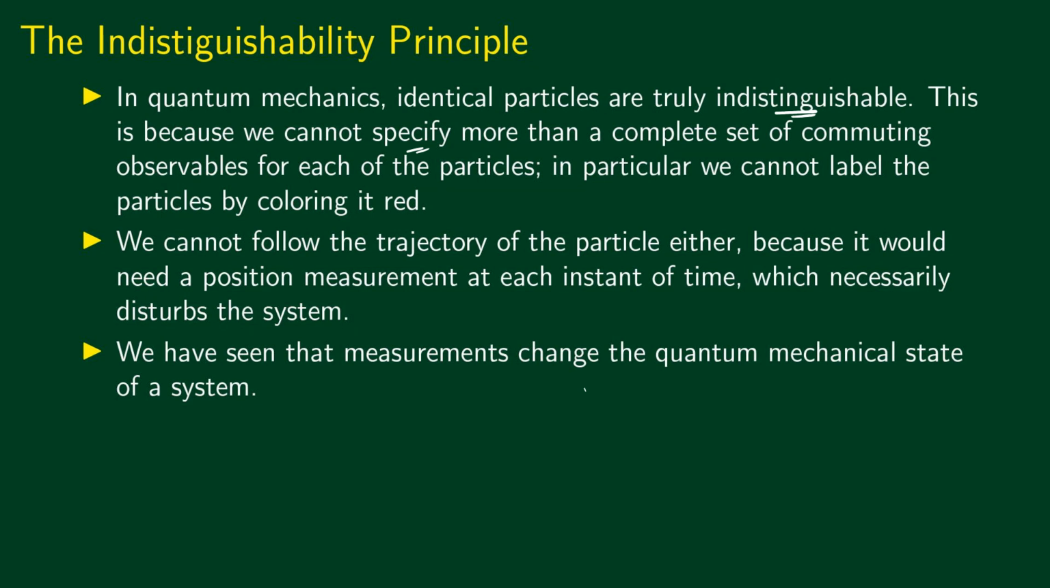So identical particles are truly indistinguishable in quantum mechanics. An observer cannot distinguish them. Nature itself does not distinguish identical particles in quantum mechanics.